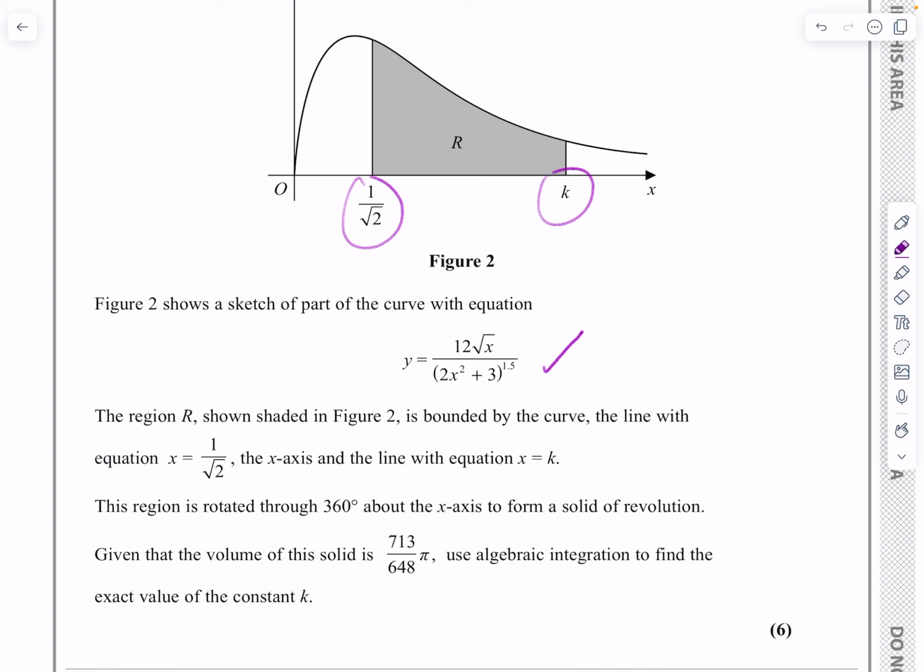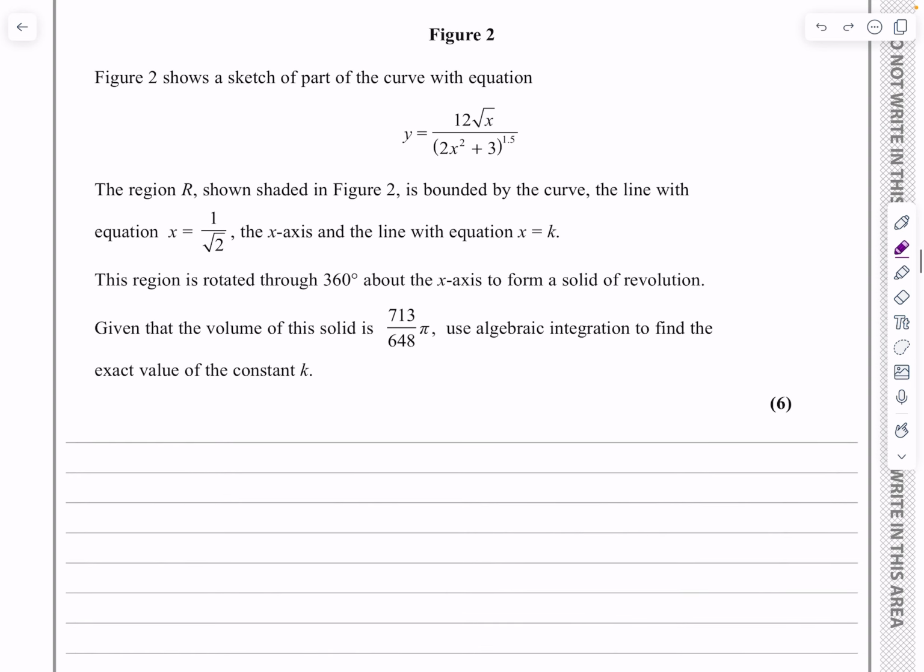And actually, when I do it, I already know what my answer is going to be. The volume of revolution is going to be that. So we've got to work out what k is, what the upper limit is, to make all that true. So let's make a start on it.